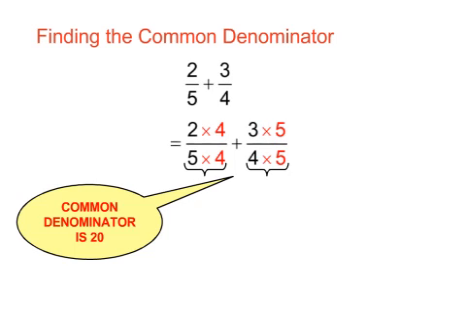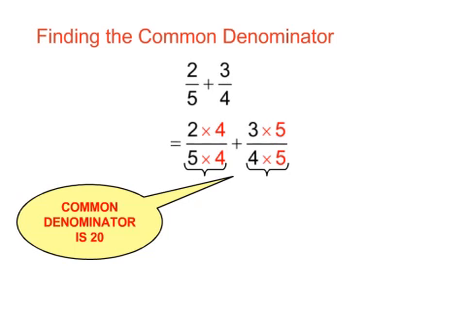5 goes into 20 4 times. So we multiply 5 by 4 in the left-hand fraction. If we multiply the bottom by 4, we must multiply the top of the fraction by 4. So 2 times 4 is on the top. With our 3/4 fraction, we're multiplying 4 by 5 to give us 20. Therefore, we multiply the top by 5.